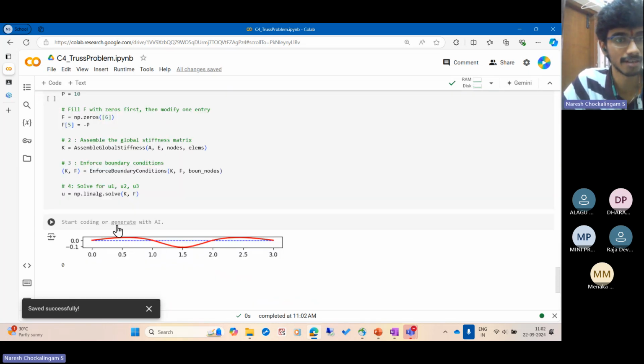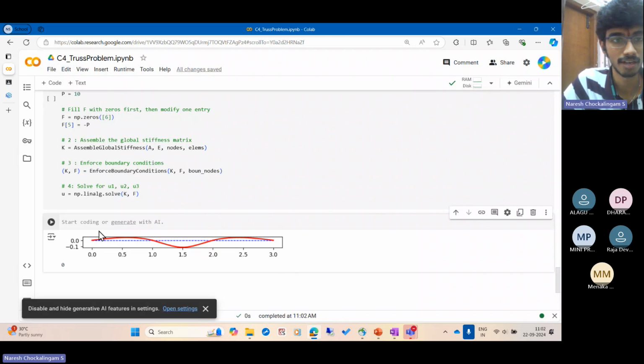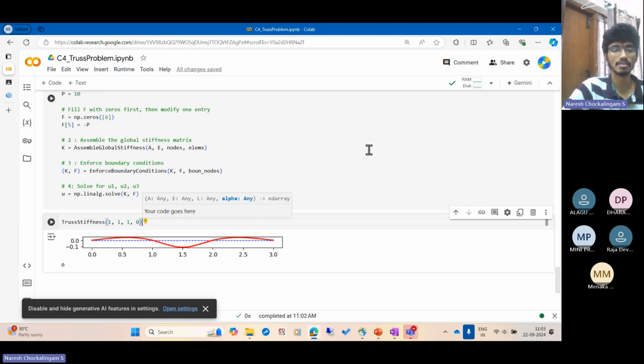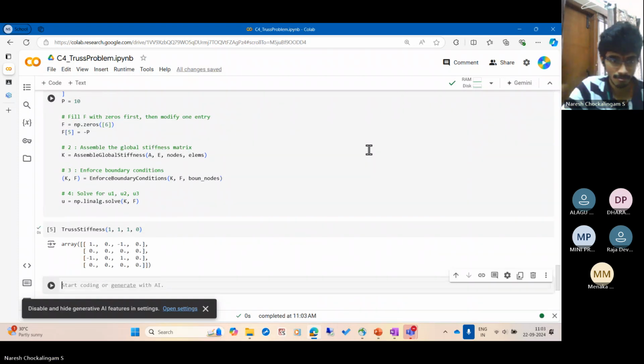So I'll go down and type here truss stiffness of A is 1, E is 1, L is 1, and then let me take alpha 0. So it's a horizontal truss member. It has to return the bar element stiffness matrix or truss element in local quantity. Let's see what it returns. So it's giving 1 0 minus 1 0 0 0 0 0 minus 1 0 1 0.